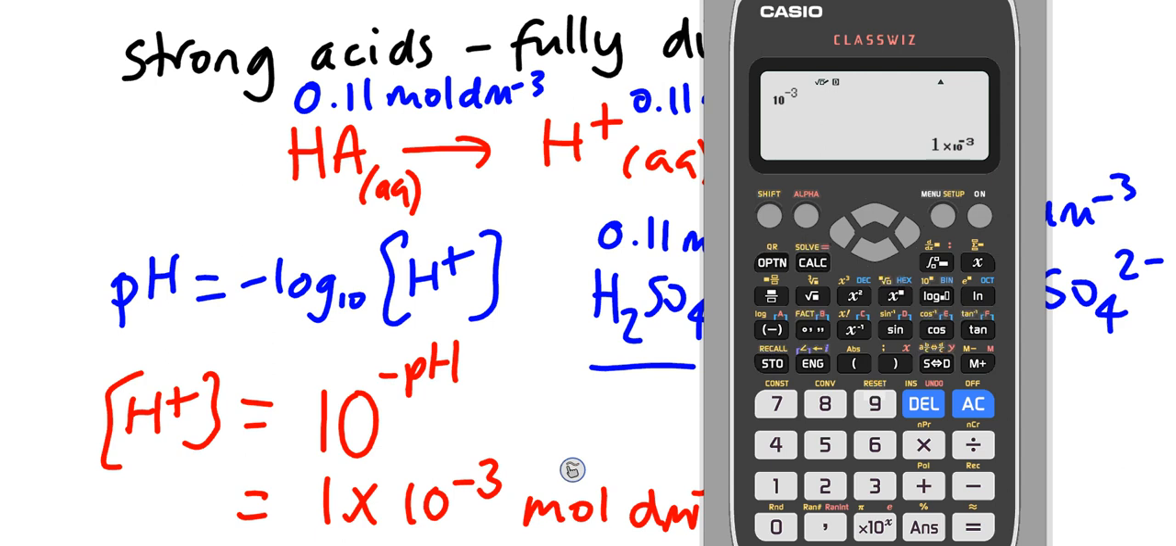Again, relatively simple calculation, but one which does come up in Year 13 exam papers.